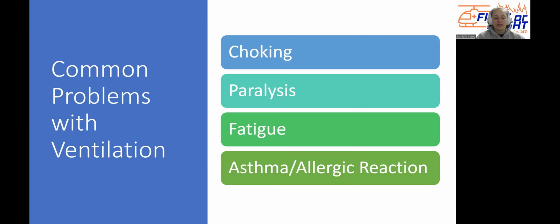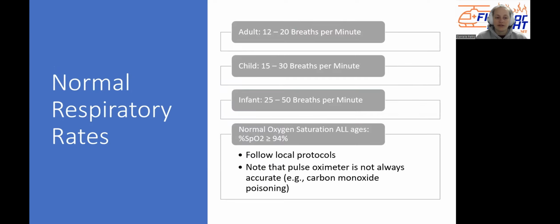So the person's able to use their muscles for breathing, their trachea might be open, but when they try to breathe, those bronchioles are clamped off or constricted, and either no air or a very small amount of air is able to get into and out of the lungs. So that would be another common problem with ventilation.